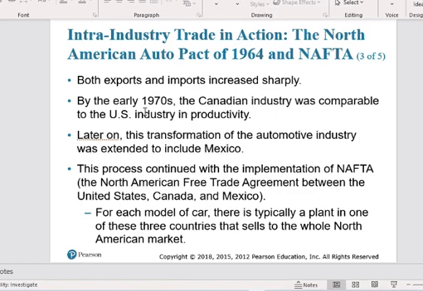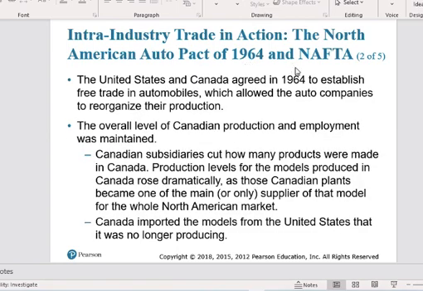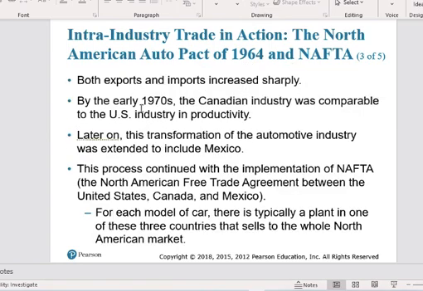And by the early 1970s, the Canadian industry was comparable to the US industry in terms of productivity. So the Canadian worker became as productive as the US workers in roughly 10 years' time, right? 1964 to the 1970s, about 1 decade.